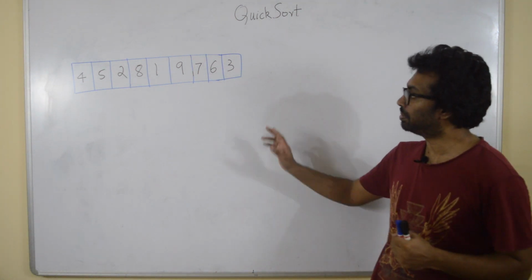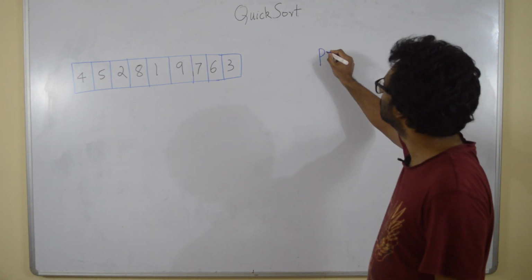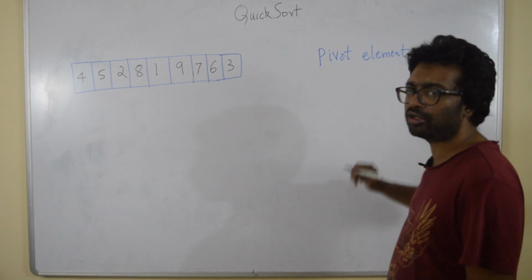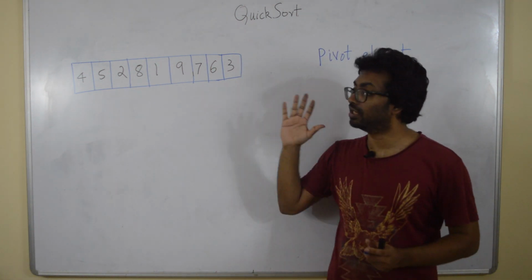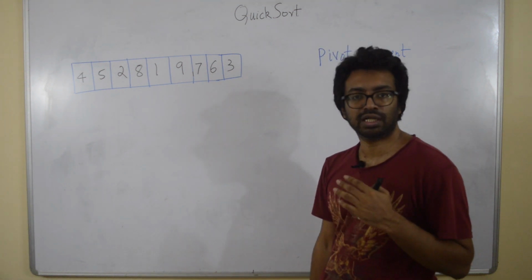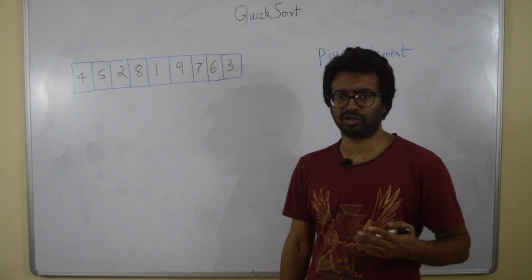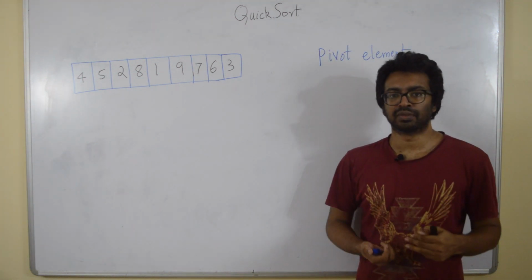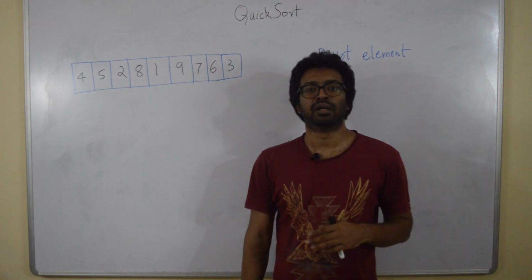So let me just note down, this is called the pivot element, or we just call it the pivot. Choosing which of these numbers to use as the pivot is the most crucial factor which affects the running time of the Quicksort algorithm. That gives a lot of flexibility to the programmer to decide what element to choose as pivot, and there is a lot of research on identifying which element to choose.